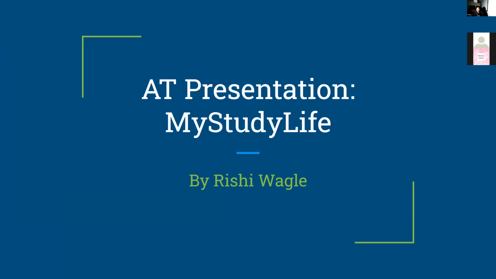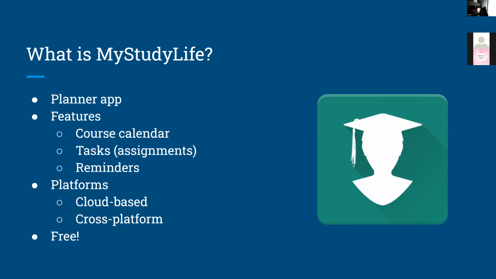So the application that I was assigned is called My Study Life. So what is My Study Life? It is essentially a planning app or planner app as a substitute for a physical planner that you might use to plan out your classes and your schedule and stuff like that. The logo's on the right.